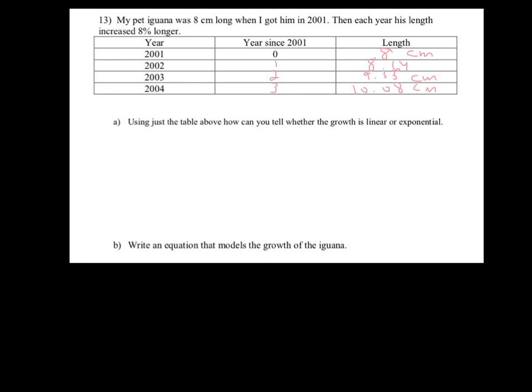This question part A says, use just the table to tell whether or not the growth is linear or exponential. And so as you look down the sides here, 8 to 8.64 is 0.64. And if you add 0.64 to 8.64, you don't get 9.33. And if you add 0.64 to 9.33, you don't get 10.08, right, as you're moving onward and upward. So it's not a constant addition. The growth is not a constant addition piece. It's a constant multiplier. So it's exponential.